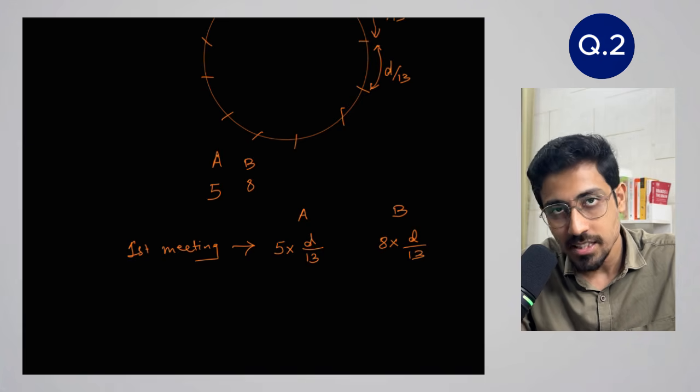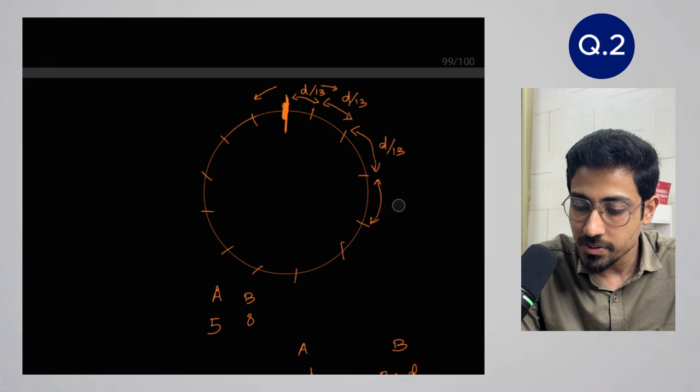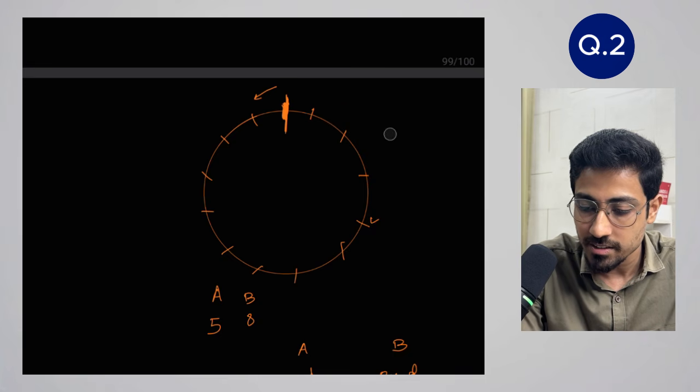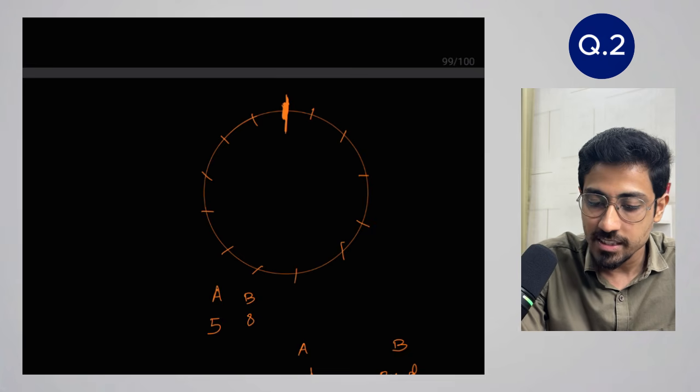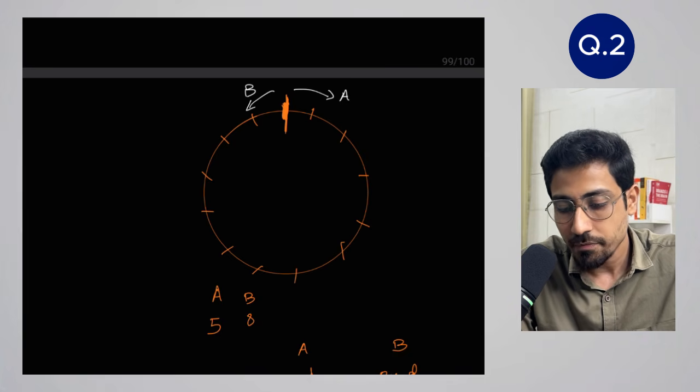Let's count if this is really happening. B is traveling in this direction, A is traveling in this direction. Is that happening? Let's remove these particular articles and let's see if it is really happening. A is traveling in this direction, B is traveling in this direction. Let's see if they meet after 5 and 8 points.